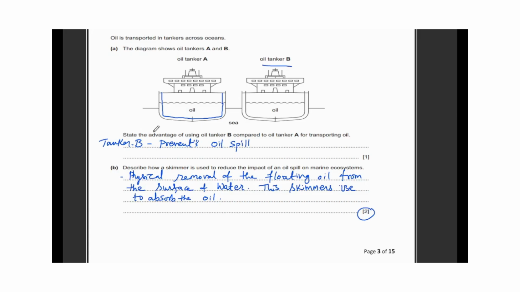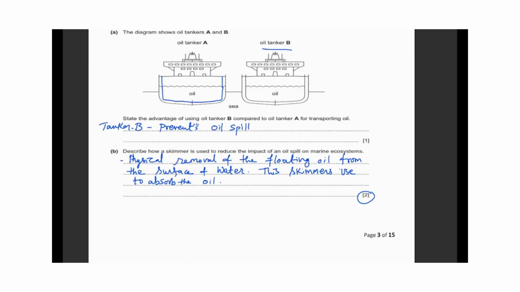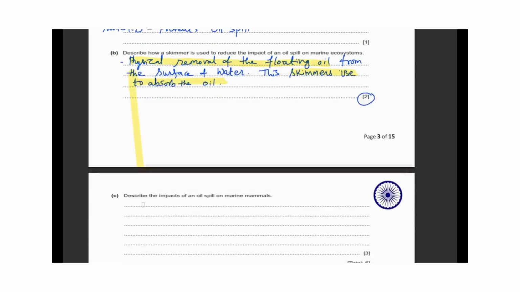The keywords are, first one, removal of oil. Physical removal of floating oil. Second one, the skimmer is used to absorb the oil. Okay, these are the 2 keywords. I hope you got this one, to absorb oil.